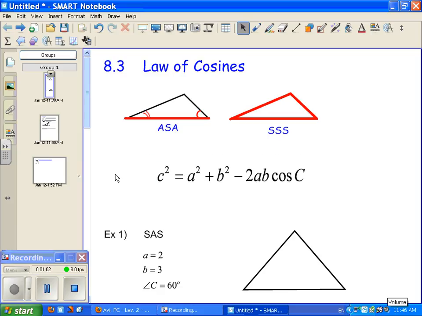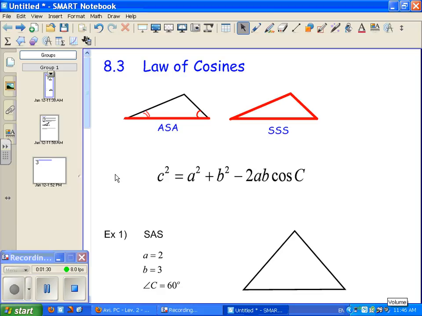Now there really are three formulas in your book for this one. But I think the A's, B's, and C's are all arbitrary anyway. So I tried to pick the one that was going to be the easiest for you to remember. I think this one is the easiest because if you take this part off over here, what is it? It's the Pythagorean theorem. So you have c squared equals a squared plus b squared.